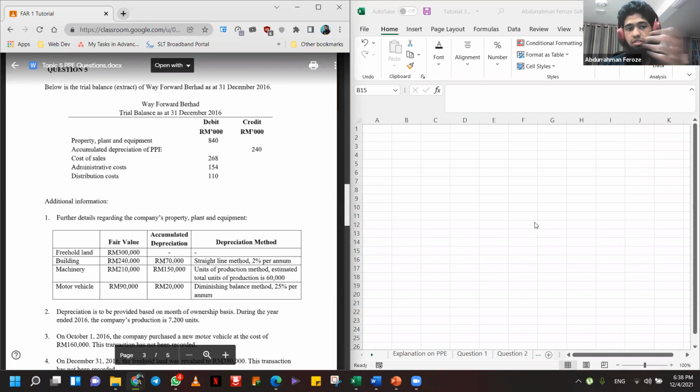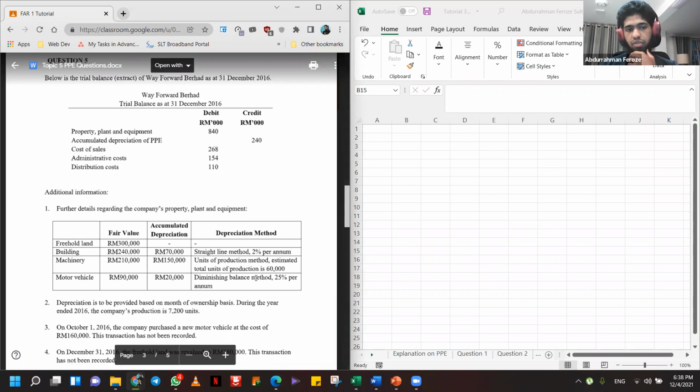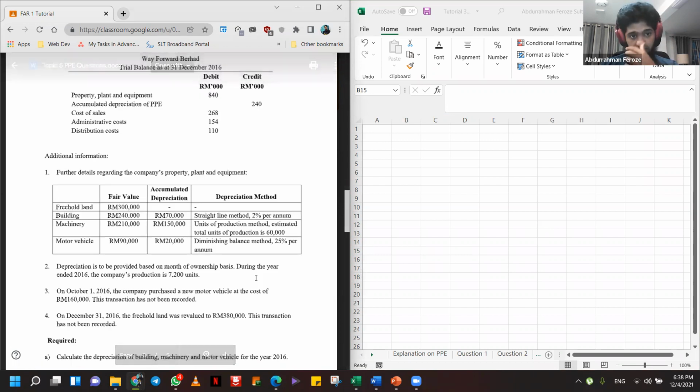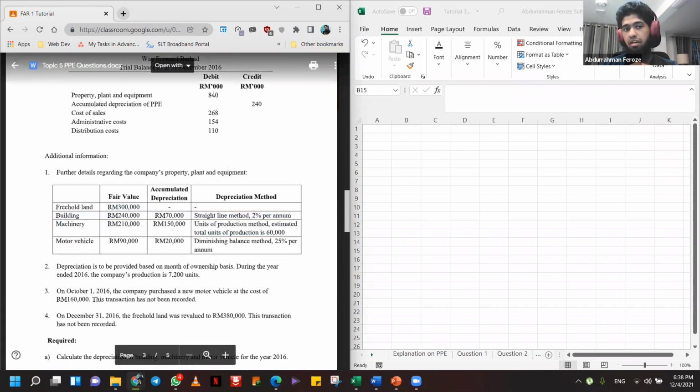This is the trial balance where PPE has been debited by 840,000. Accumulated depreciation is 240,000. Cost of sales 268, administrative cost 154, distribution cost 110. Then we have additional information here, which is the value of the land, building, and machinery. If you sum up 300,000, 240,000, 210,000, and 90,000, you get 840,000.